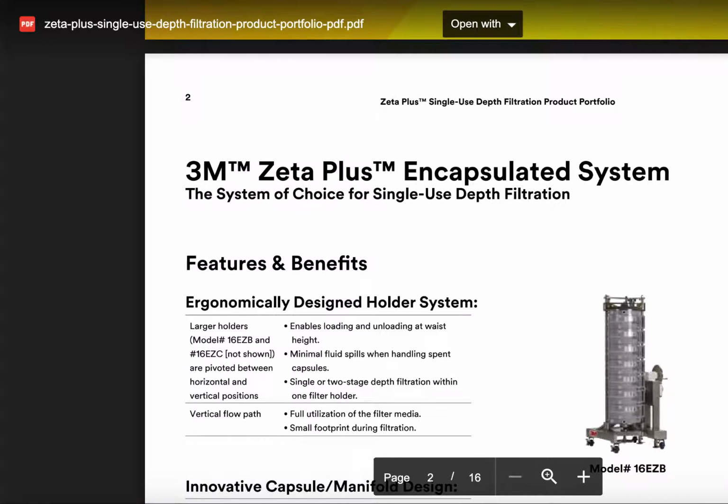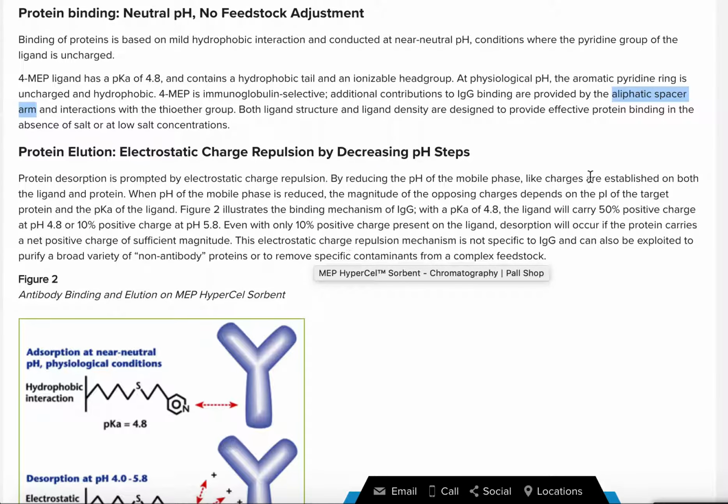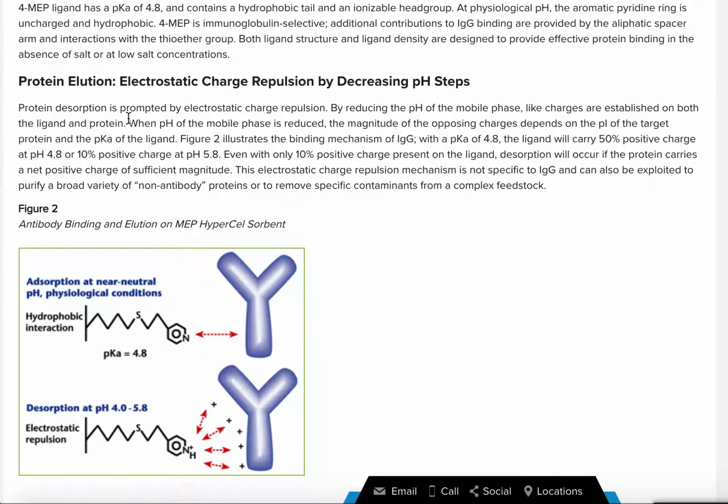Anyhow, so basically they add the aliphatic spacer arm and interaction with the thioether group, both ligand structure, and so on. So protein elution: electrostatic charge repulsion by decreasing pH steps. Protein desorption is prompted by electrostatic charge repulsion by reducing the pH of the mobile phase. Like charges are established on both the ligands and protein.